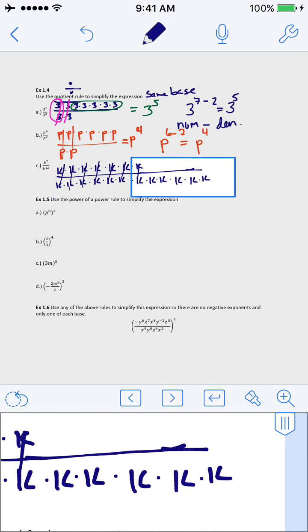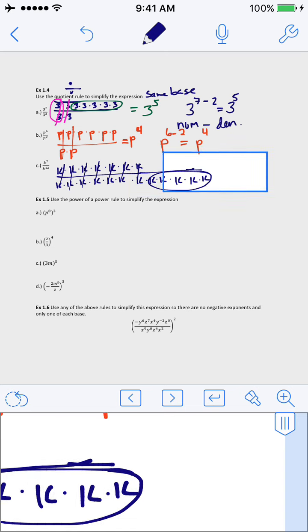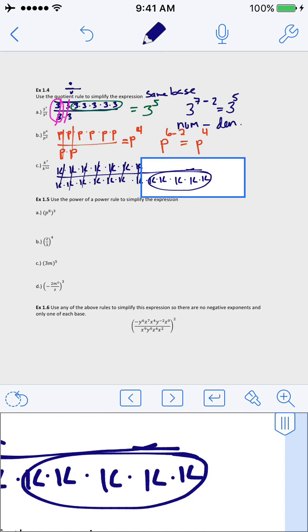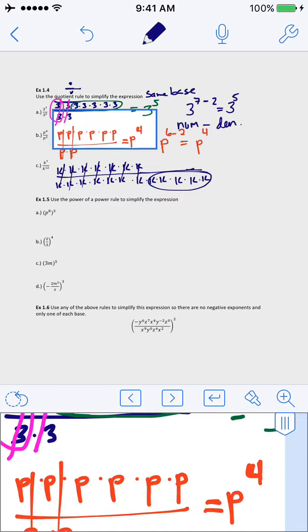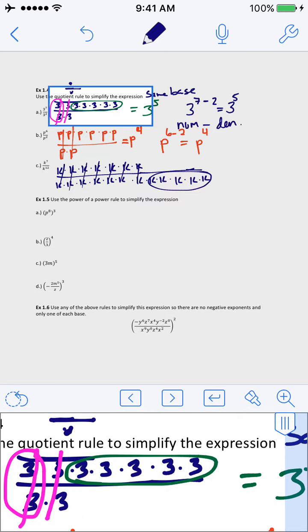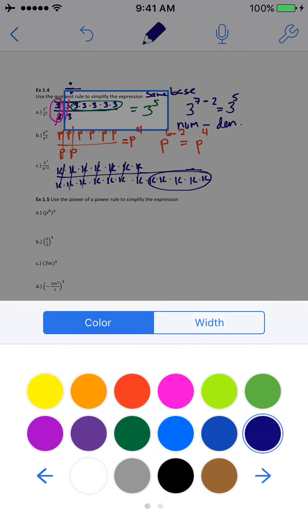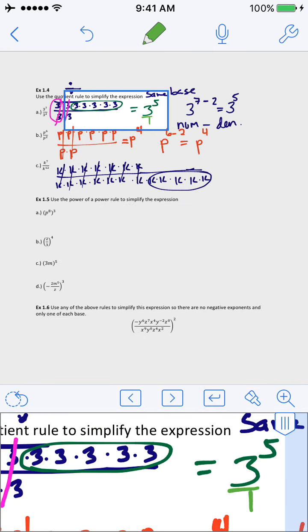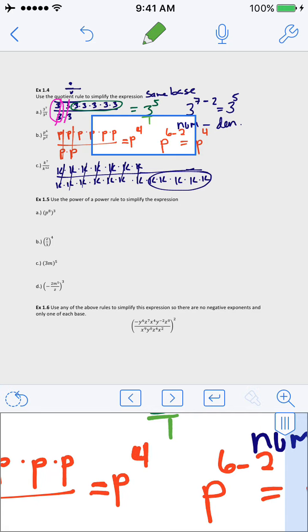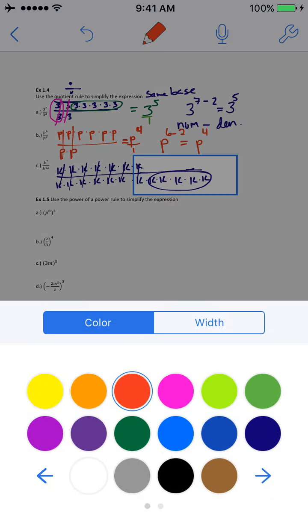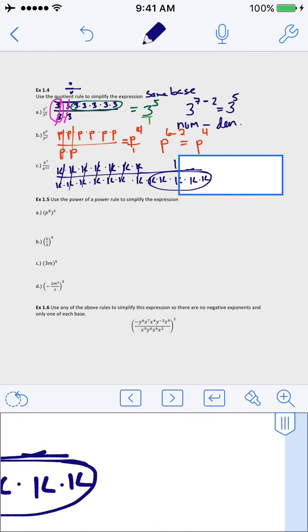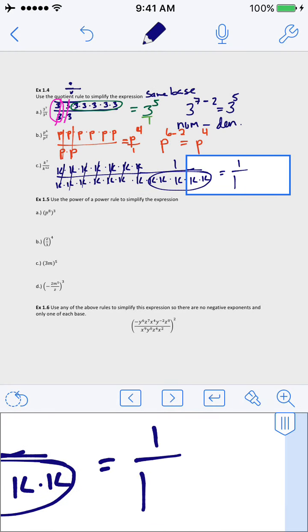And what am I left with? I'm left with 5 k's on the bottom, right? So essentially, I'm not left with k to the 5th on the top, because both of these had them on the top. In other words, if we looked back at this first one, we had 3 to the 5th over 1, and then here we have p to the 4th over 1. Here we have 1 over k to the 5th.